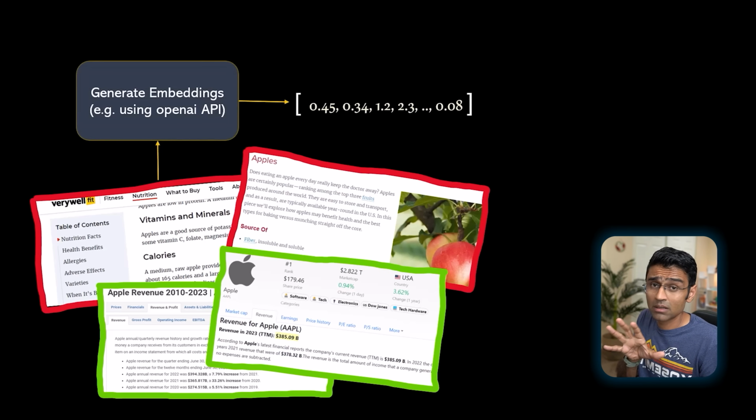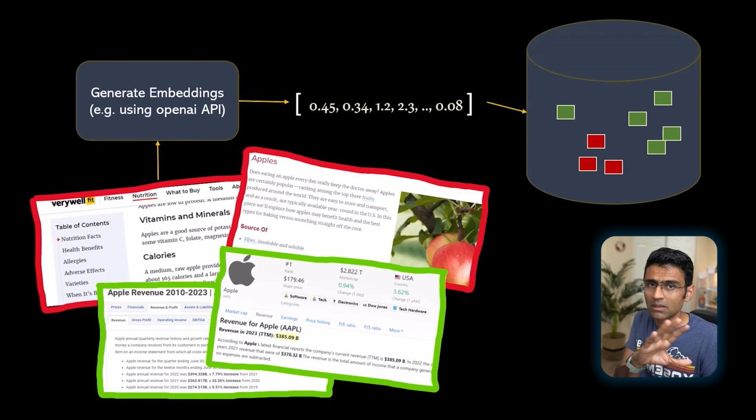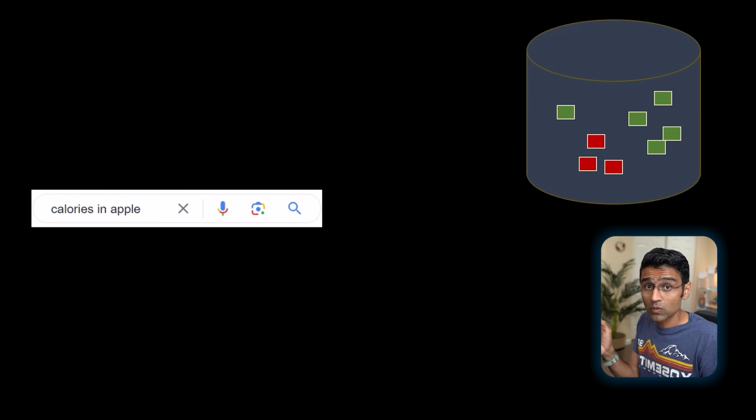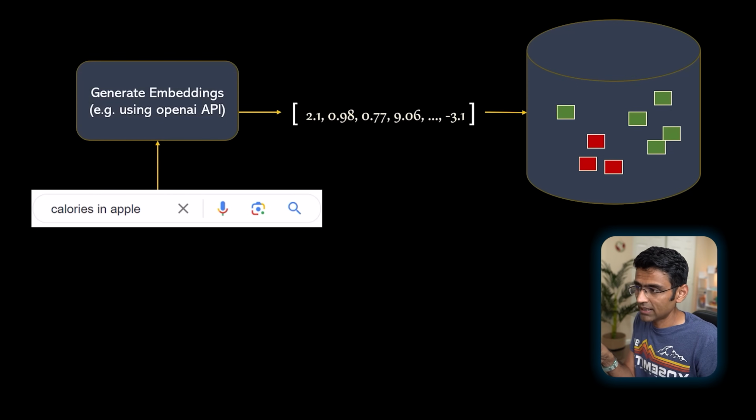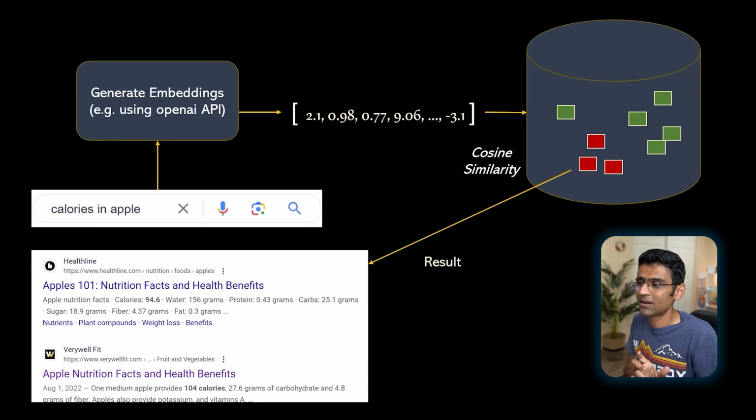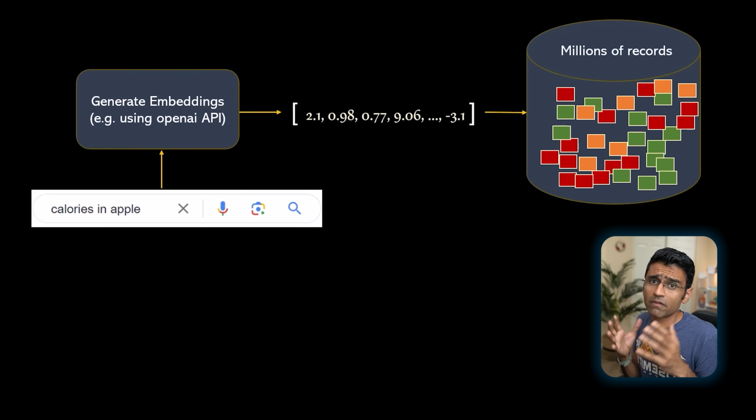You will first generate the embedding, let's say using the OpenAI API, and then you will save that into, let's say, your SQL database. Now, when you have a search query, you will also generate an embedding for that, and you will try to compare this embedding with the stored embeddings and try to retrieve the relevant documents. Here, you will use the concept of cosine similarity to retrieve the matching vectors, and you can display it in your Google search result. This in theory works okay, but in reality, you will have millions of records or even billions of records in your database.